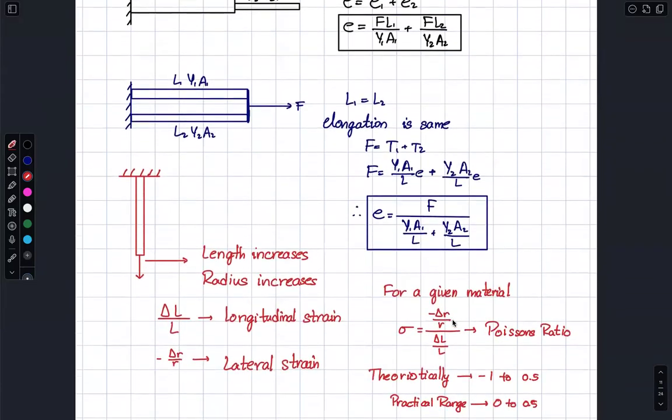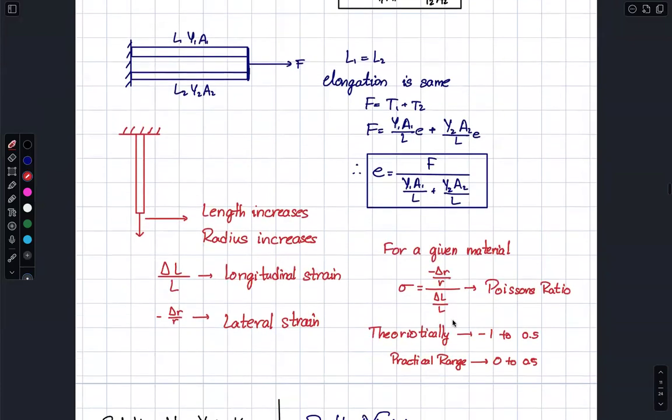Now this is a parallel combination. This is a parallel combination of two rods. In parallel combination, stress or tension is different. L1 is equal to L2. Elongation is the same in this combination, parallel combination.